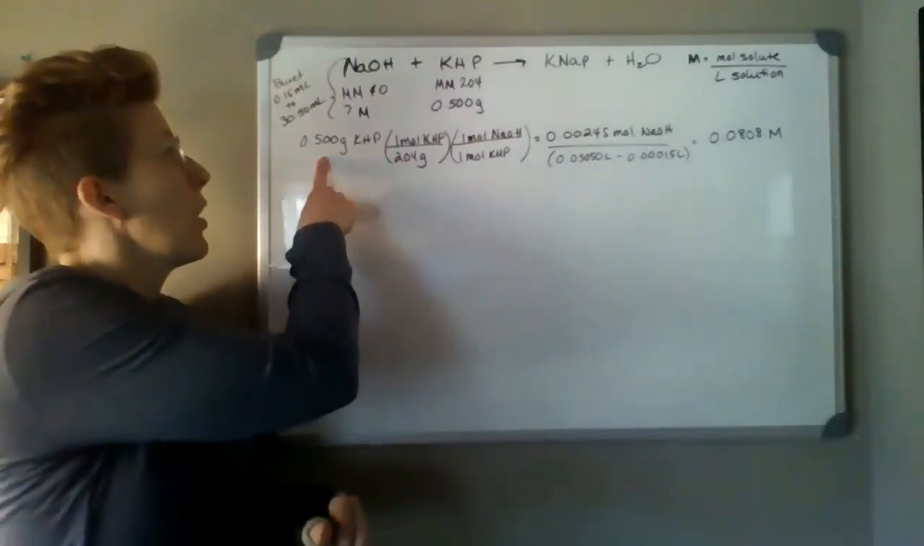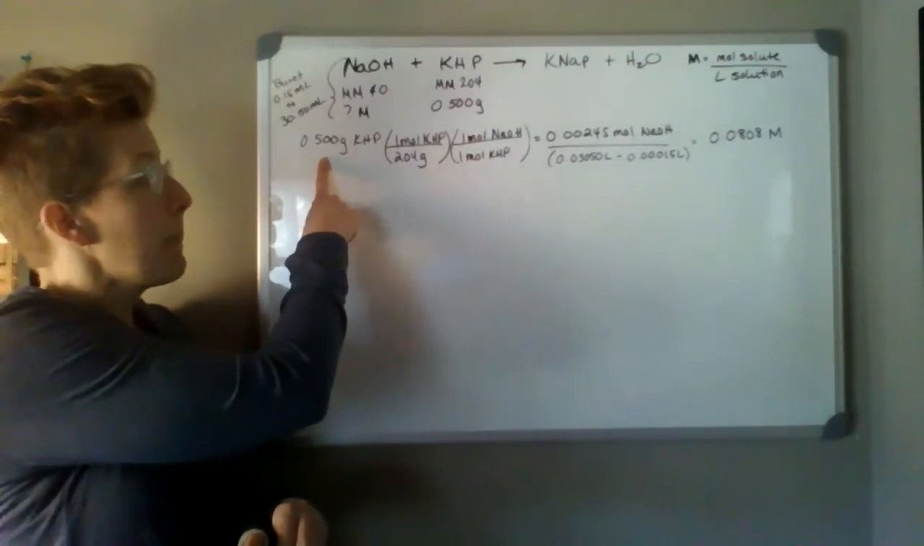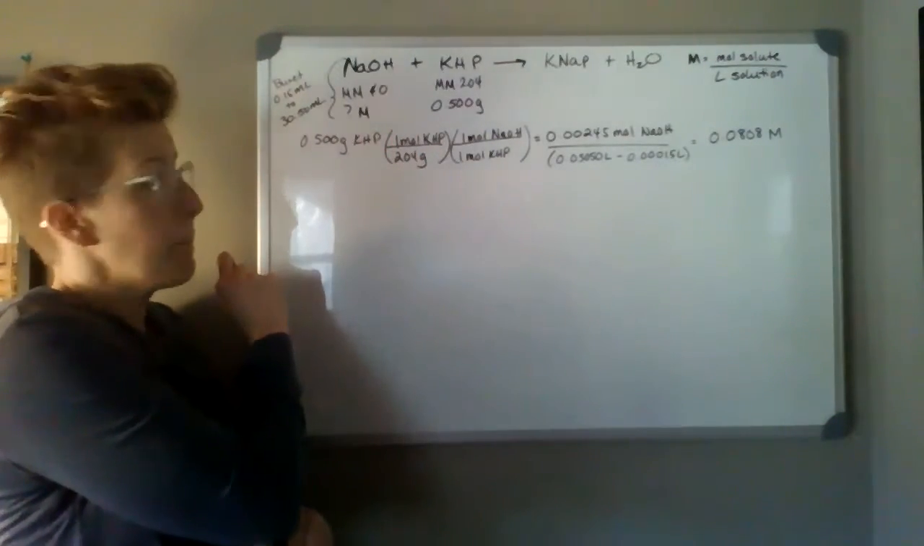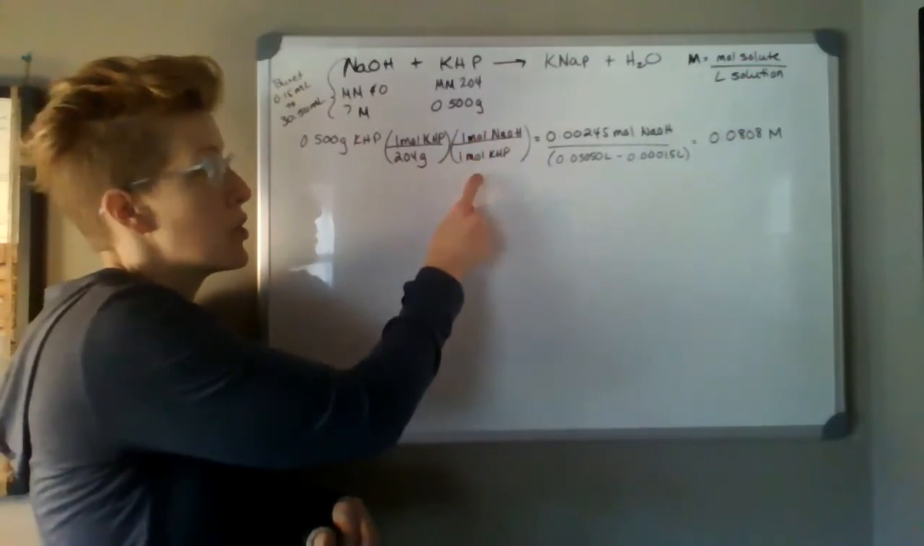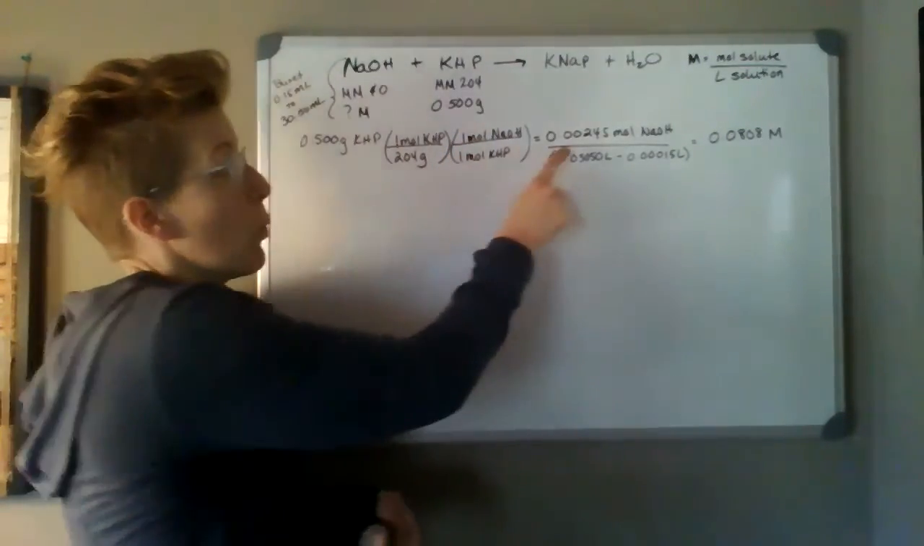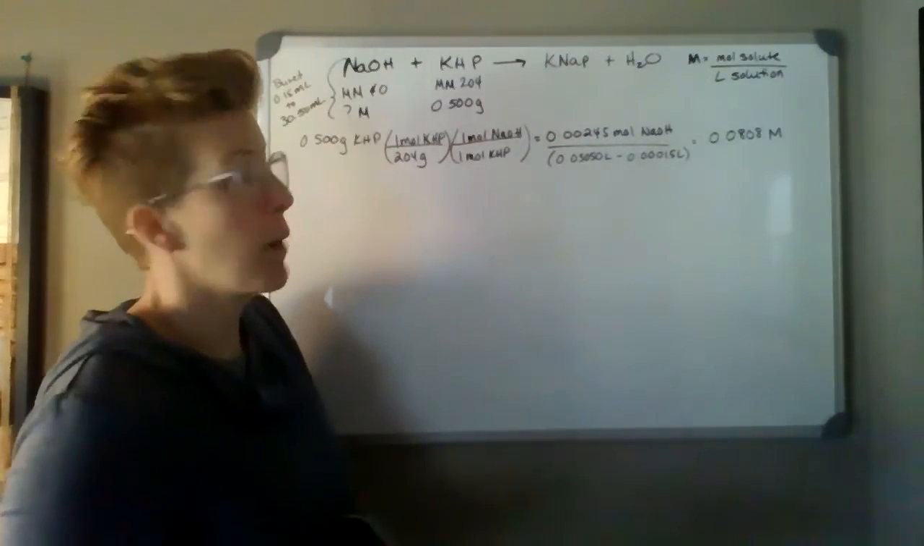So we start out with our 0.500 grams of our KHP. We divide that by the molar mass, and now we're in moles of KHP. It's a 1-to-1 ratio, so all we're doing is taking that 0.5 and dividing by the 204, which gives us 0.00245 moles of sodium hydroxide.